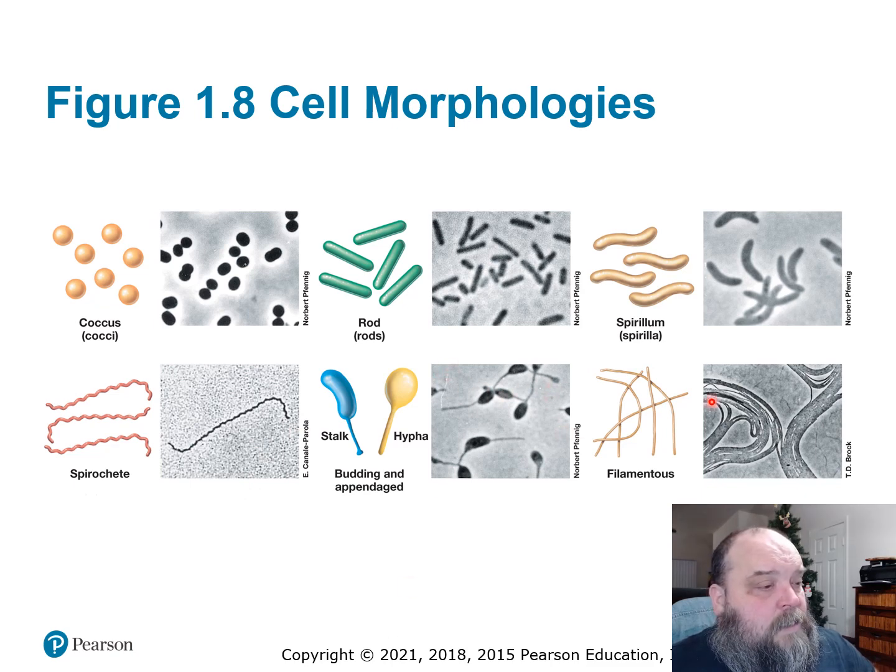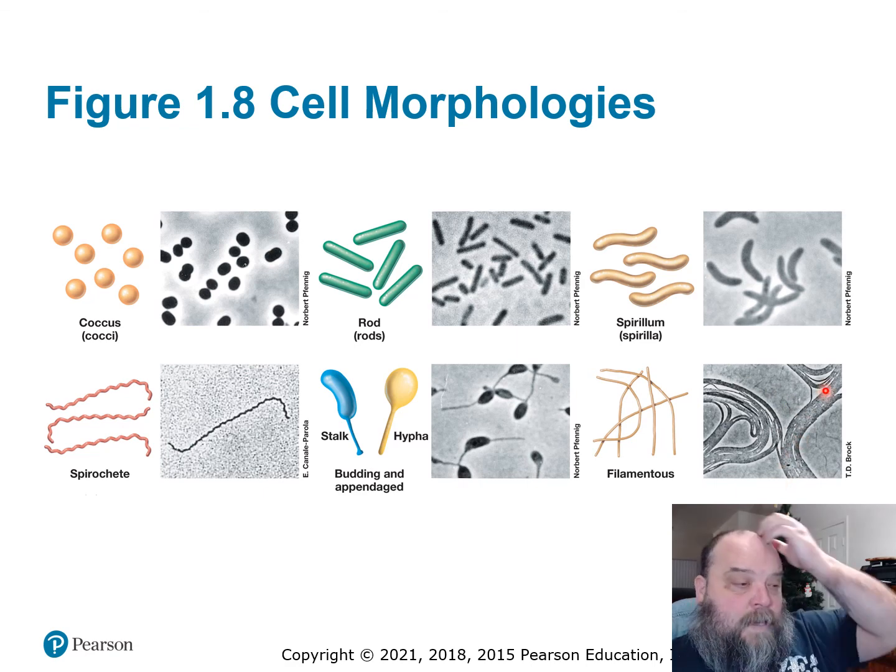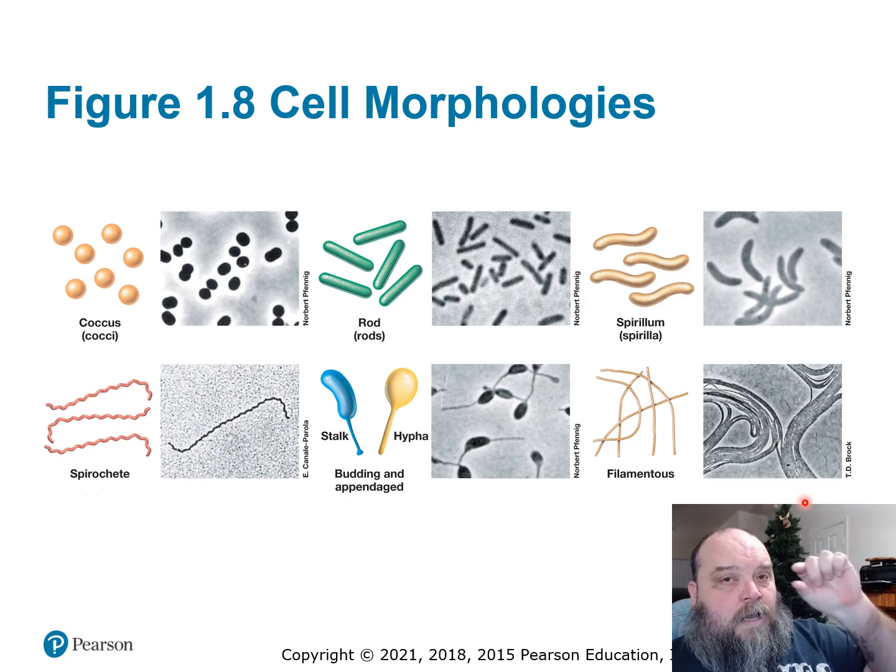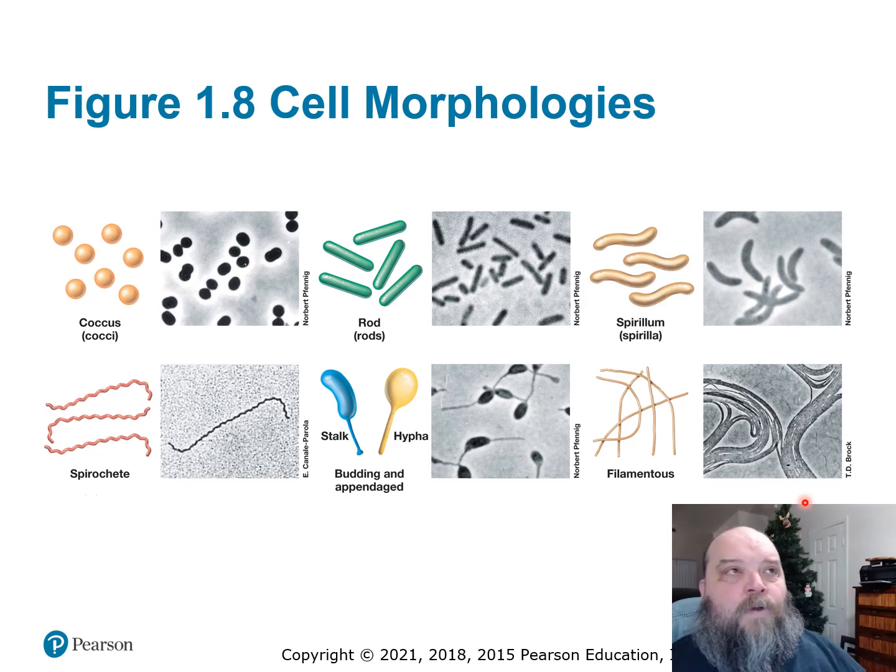And then you can get some other weird, quote-unquote, weird shapes. You know, budding appendages. This is a single-cell organism, and this is a stalk, a hyphae that it would use to adhere to things. Or it can get long, these filamentous. These are long strands of almost a streptobacilli, except it's hundreds and thousands of them long. And that's just how they grow.